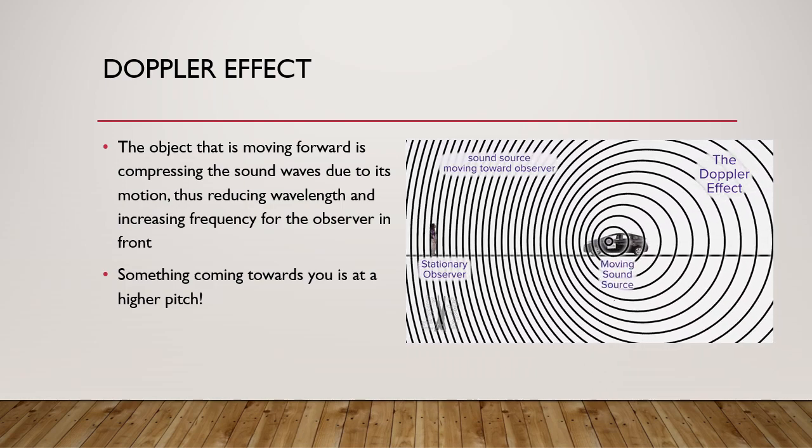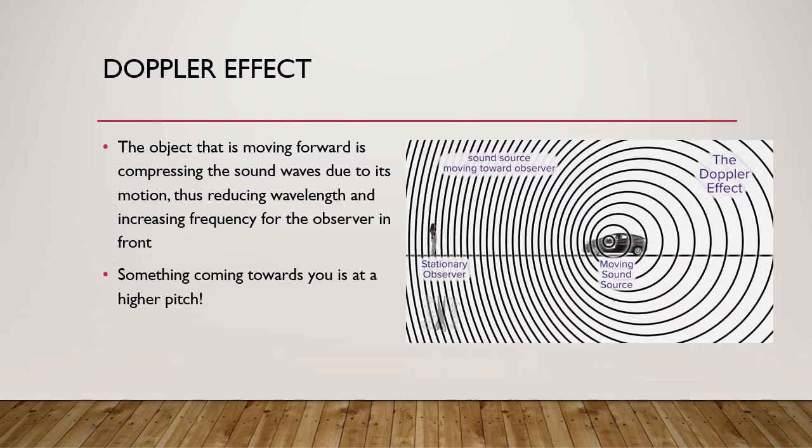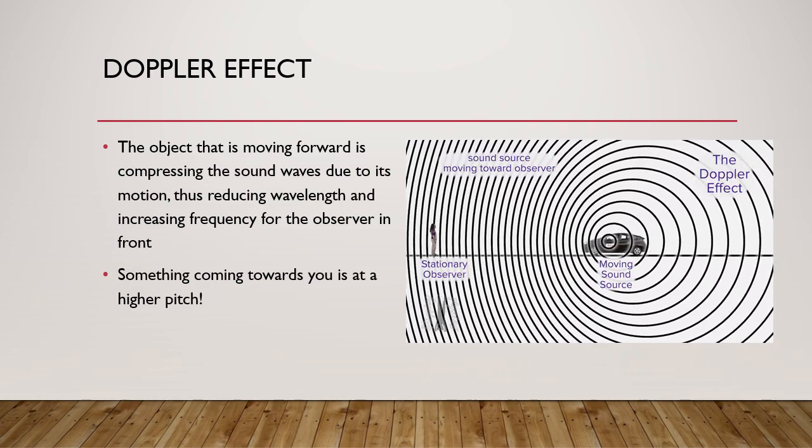So you have an object moving forward, and it is compressing the sound waves due to its motion. Thus, these sound waves are going to have a shorter wavelength as it's moving towards somebody. The wavelength is shorter, but the speed of sound is still the same. That means that the frequency is going to increase because the wavelength has gotten shorter. That means something coming towards you sounds like it's at a higher pitch.